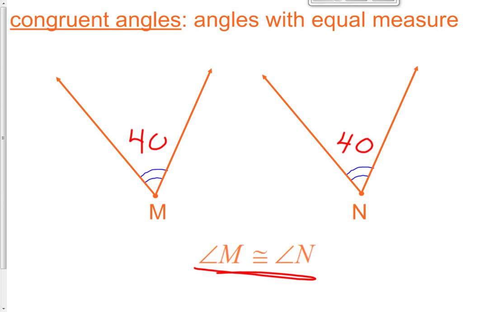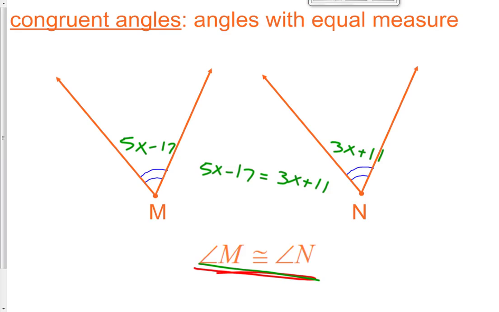Or if this angle M were to be 5x minus 17 and this angle were to be 3x plus 11, now we could set the two angles equal to each other because they are congruent. So if we were to solve, we would set 5x minus 17 equal to 3x plus 11. Just an example of a type of problem that you might see in an assignment. So when angles are congruent, they have the exact same measure.